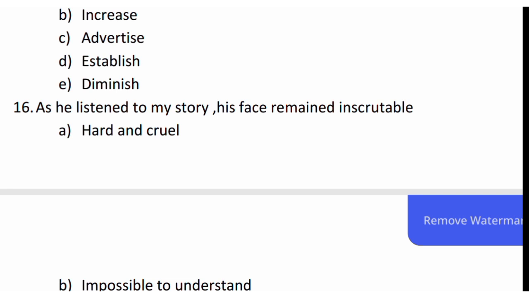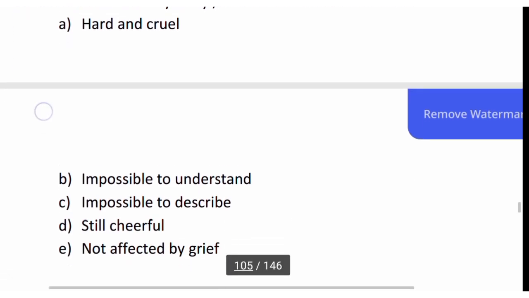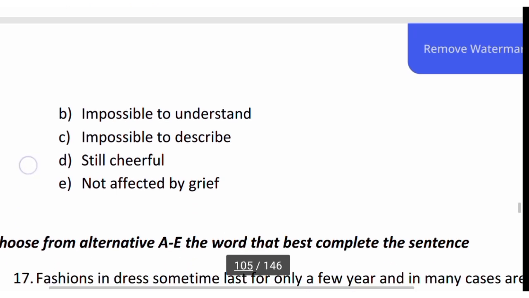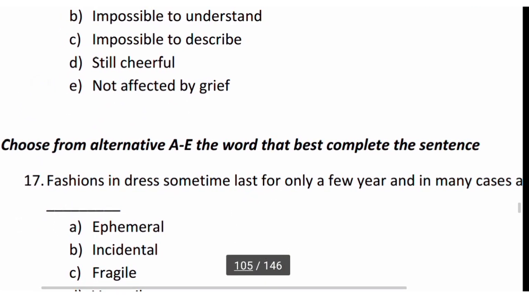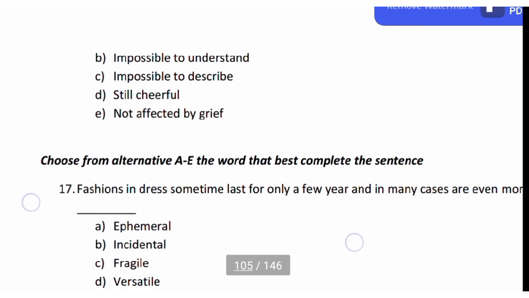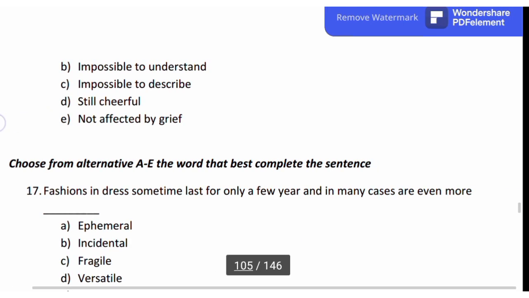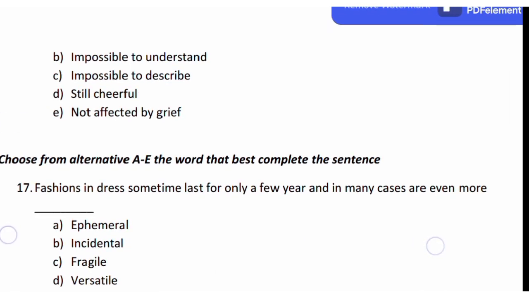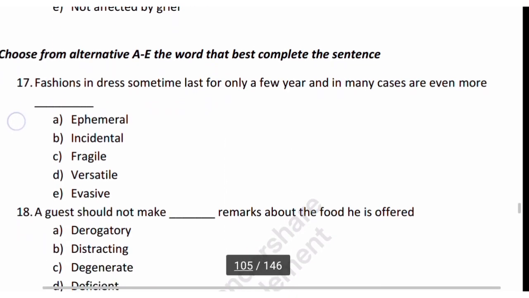Option D, impossible to describe, still, and so on. So it's impossible to understand. Okay. Then number 70: fashion in dress sometimes lasts for only a few years, and in many cases is even more ephemeral. Okay, that's the answer.